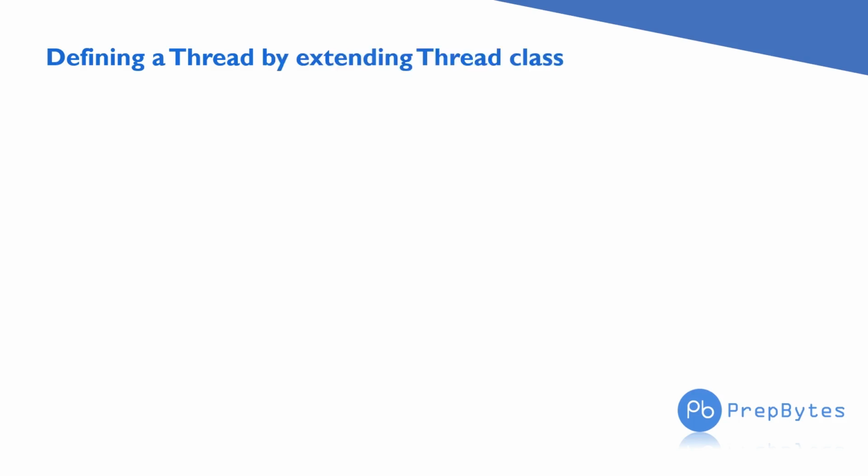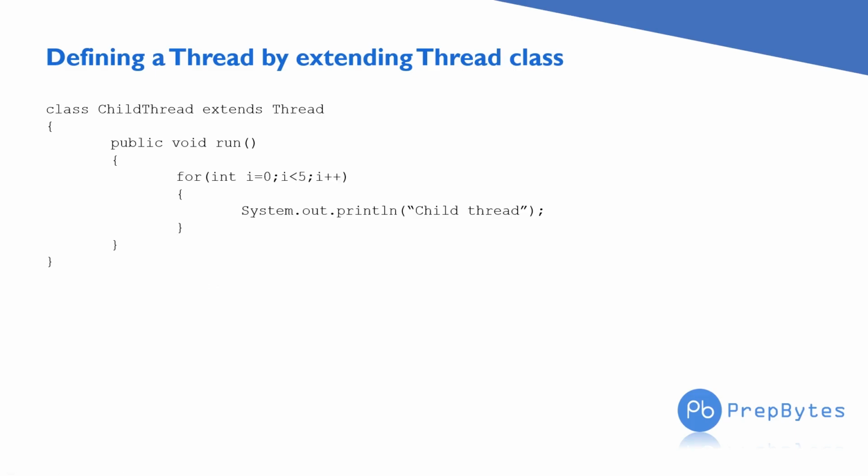Then we have seen how we define a thread by extending the Thread class. So how will you do it? It's very simple. We will have a child thread class that extends Thread. Our class will extend the Thread class. Then we will override the run method inside of it. The run method is present in the Thread class, but it has an empty implementation. So what we will do is simply override that method. So we have done this. This is known as the job of my child thread.